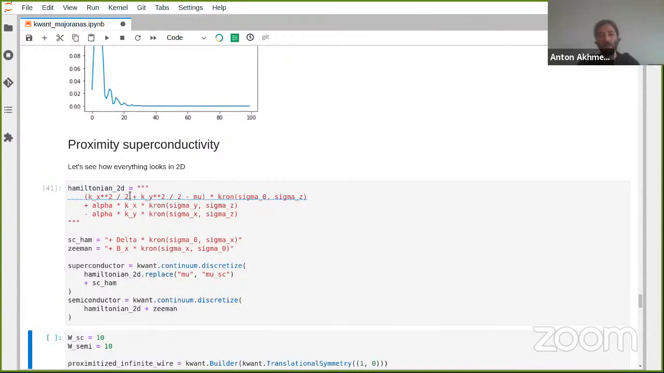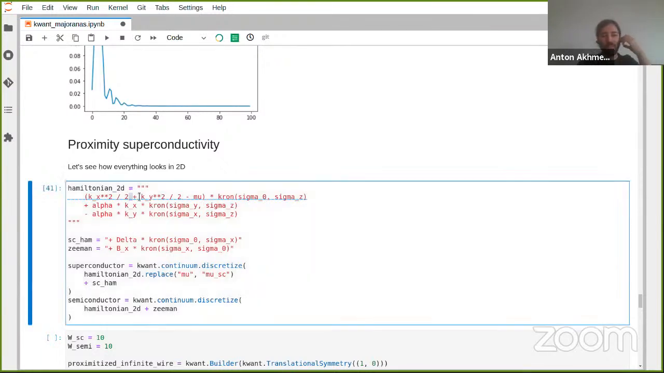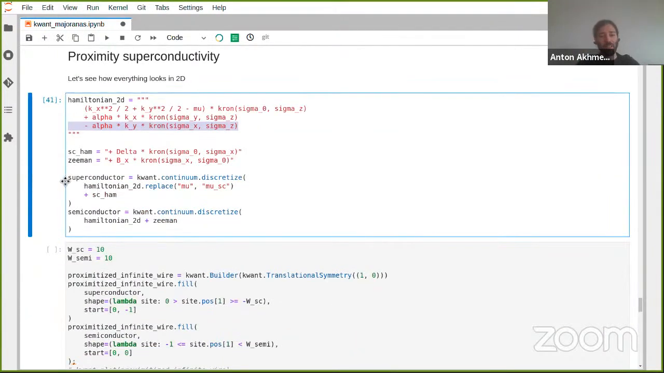changes. What I've done is essentially the same as before, but I have now introduced the terms in the dispersion relation that are related to movement in the transverse direction. I now created a template corresponding to a superconductor. That's the normal dispersion plus superconducting pairing. And then a template corresponding to the normal dispersion plus the Zeeman field. This is going to be a semiconductor.